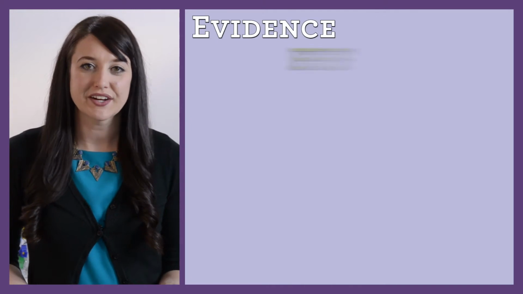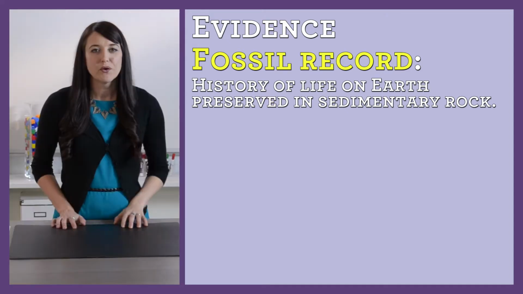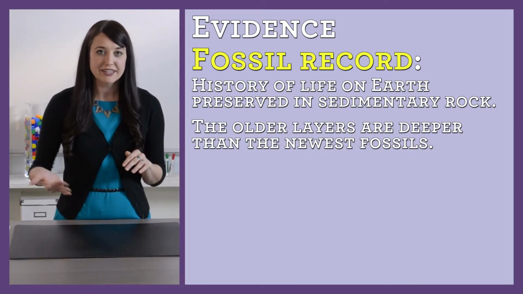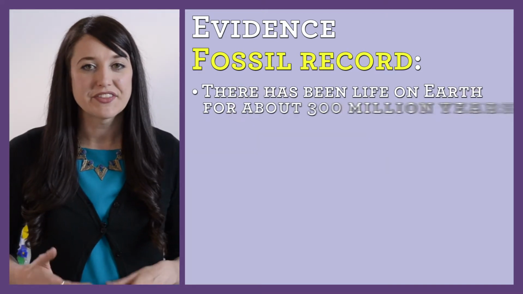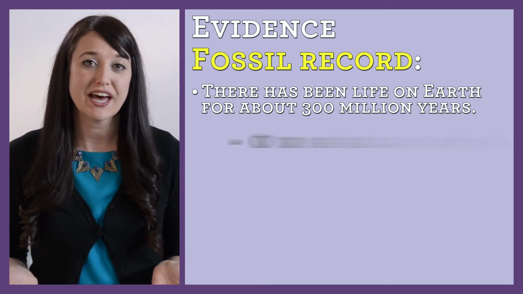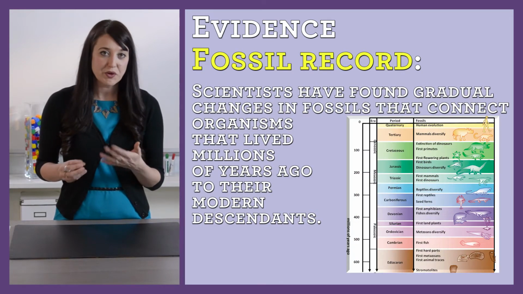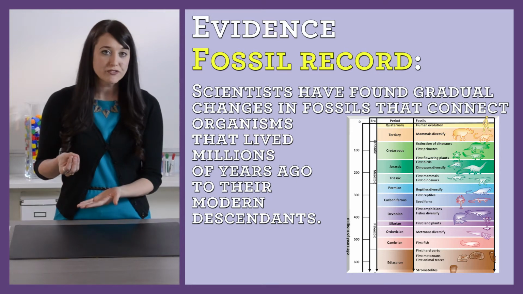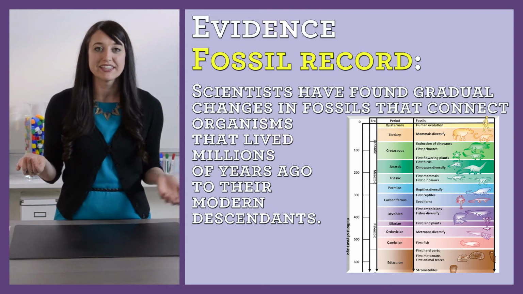The fossil record, homologies, and biogeography provide evidence for evolution. The fossil record is the history of life preserved in fossils in sedimentary rock. Older fossils are found deeper in the layers of rock than the newer fossils. The fossil record provides evidence that there has been life on Earth for 300 million years, and over that time, organisms have changed. These changes have been gradual, and you can note changes within these organisms found in older fossils to the newer fossils, and even related to organisms that are currently living today.